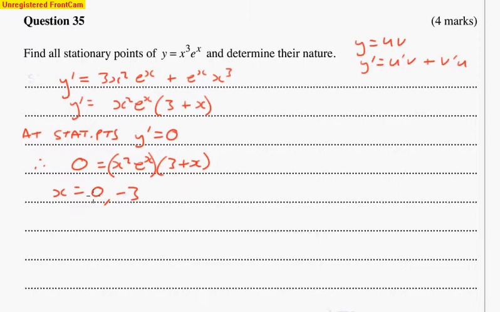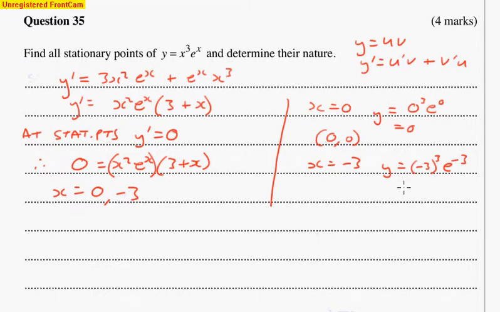Now that's just the x coordinate. I do need to find the points. I'm asking the question for the points, so I must find what those are. If x equals 0, y equals 0 cubed e to the 0, which is also 0. So the first point is the point (0, 0). And if x equals -3, then y equals -3 cubed e to the -3, which equals -27 divided by e cubed. That's it as an exact value. I could find it as a decimal, but I don't see why I should, so I'll leave it like that. They're my 2 points.